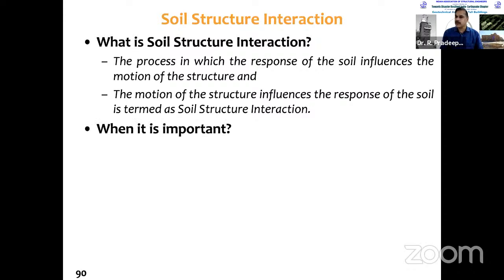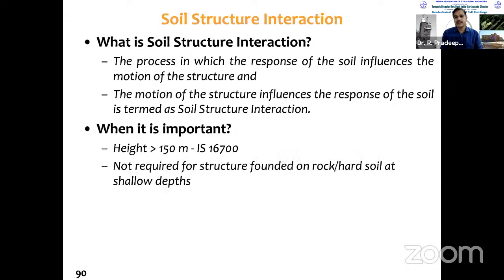Now, when is it important? There are two codes, one is 1893, the second is the tall building code. The tall building code says that if the height of the structure is greater than 150 meters, that means 30 floors and above, we have to go for soil structure interaction. We have to understand how the foundation and soil are influencing the response of the structure.